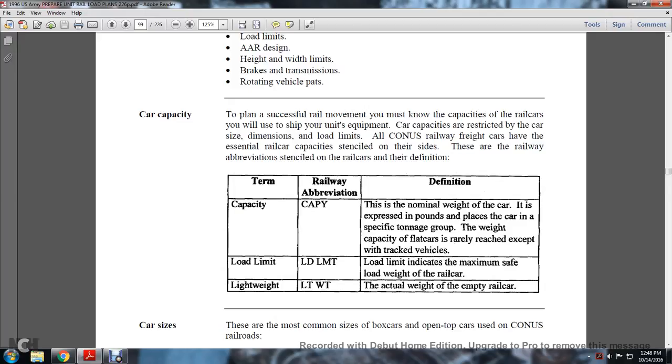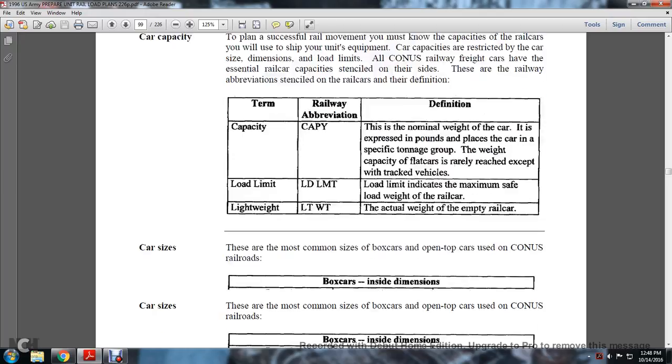This is the normal weight of the car, expressed in pounds, placed for the car in a specified tonnage group. The capacity of flat cars is reached except for tractor vehicles. The load limit, LD LMT, indicates the maximum safe load weight on the railway car. Lightweight, LTWT, is the actual weight of the empty car.